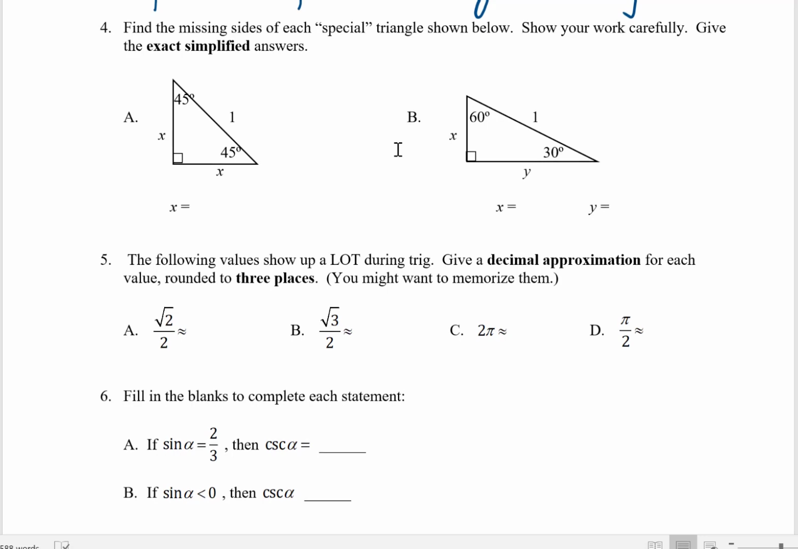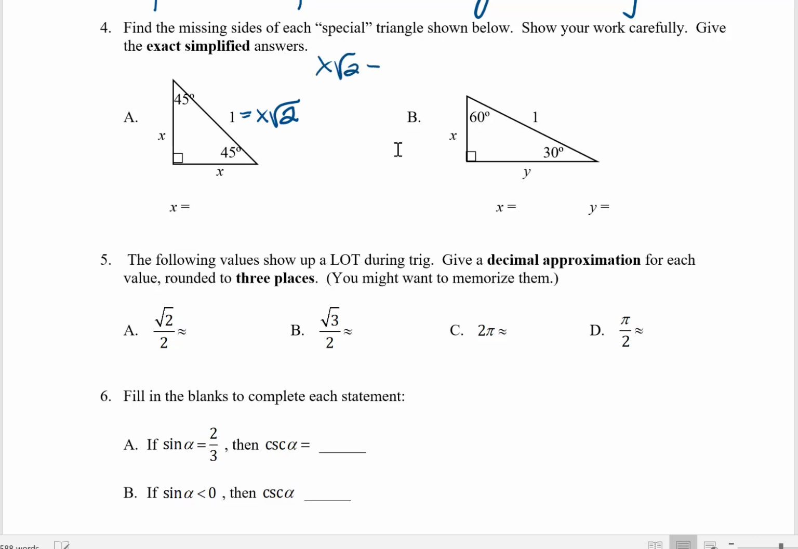Problem number 4. I've got a couple of special triangles here. I'd like to fill in the missing sides. When I look at part A, I have a 45, 45, 90 triangle, but it's not the basic one. The basic one goes 1, 1, and then square root of 2 for the hypotenuse. I don't have that here, so I'm going to have to rely on the more general form, which is x, x, and x root 2. Well, they've given me the x root 2 side. They've told me that that's equal to 1.